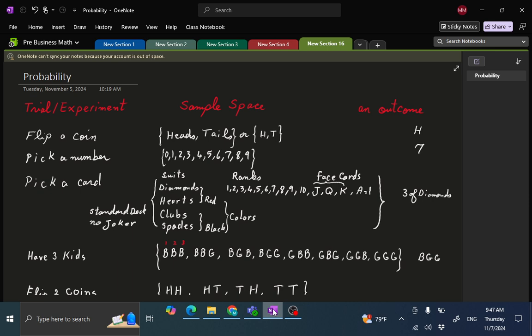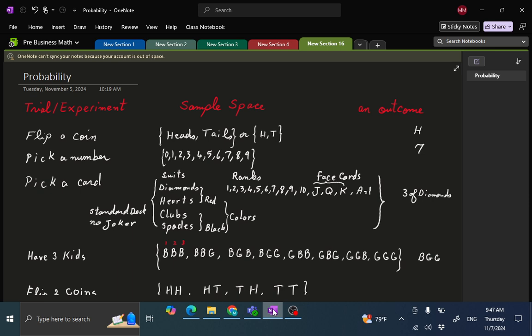We have to get used to some new terminology so that our problems can be stated clearly. And today I'm going to go over these mostly and explain what we mean by them. So the first item is a trial or an experiment. What is meant by that?